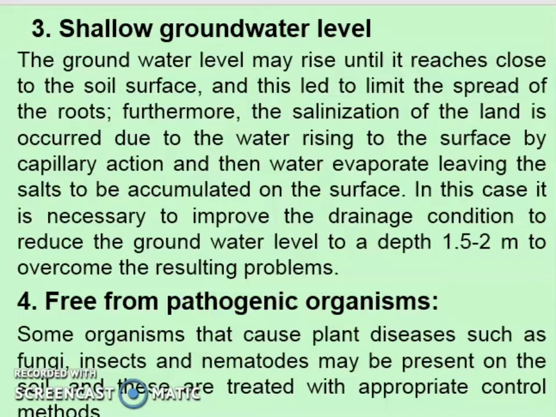The soil should be free from pathogenic organisms. Some organisms cause plant disease, such as fungi, insects, and nematodes. You can control them by pesticides or any other method of controlling pests.